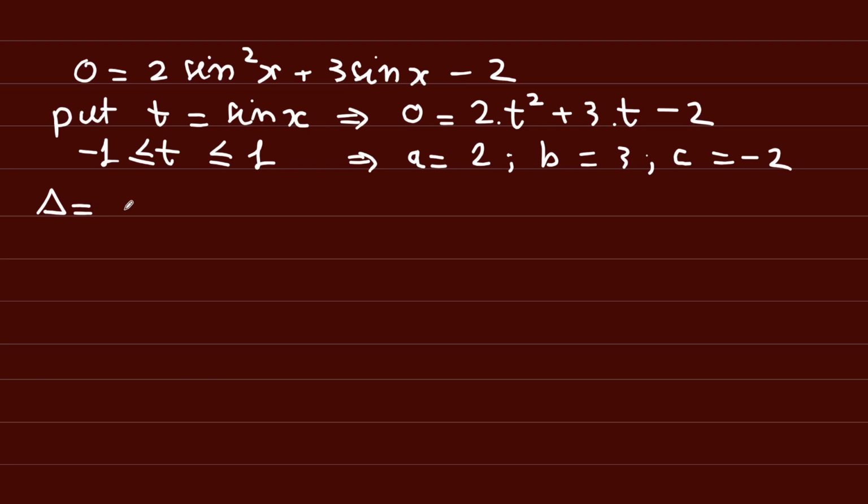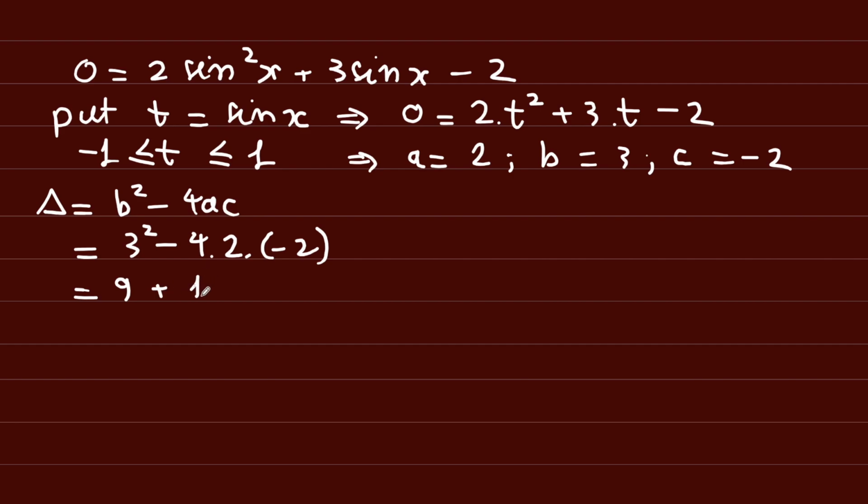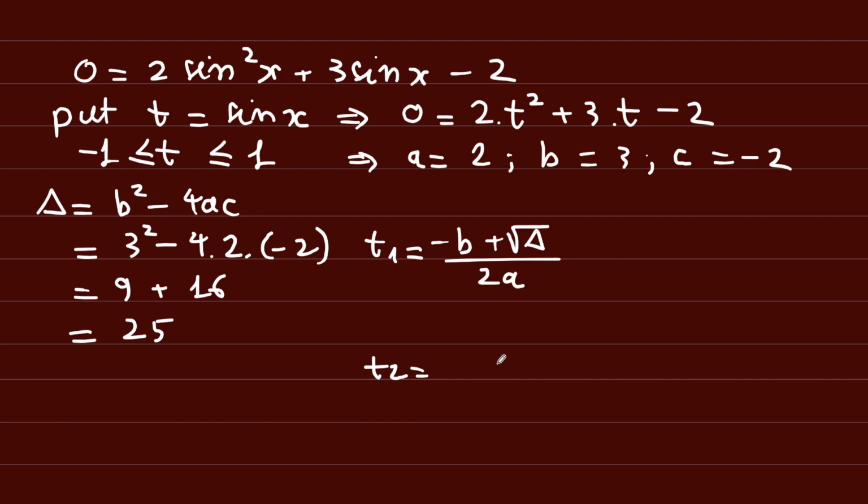And about the discriminant, you got b squared minus 4ac. b squared is 3 squared minus 4a times c now. Here is 9 plus 16 equal to 25. Yep, about the 25, you will get t1 and t2. About t1 and t2 here: minus b plus square root of discriminant divided by 2a, and minus b minus square root of discriminant divided by 2a now.